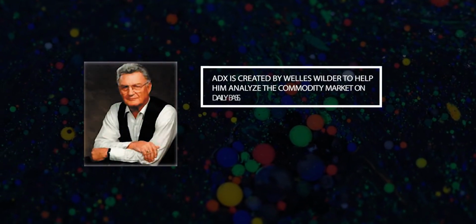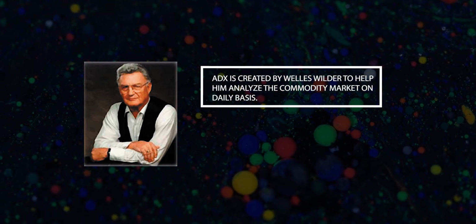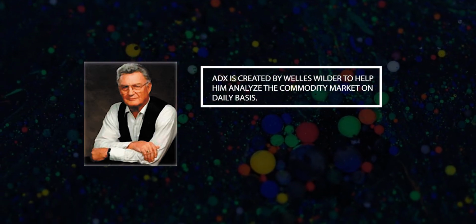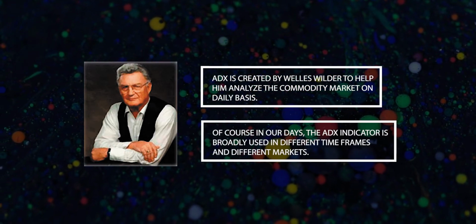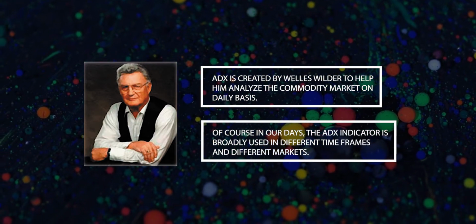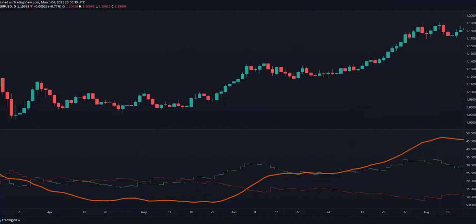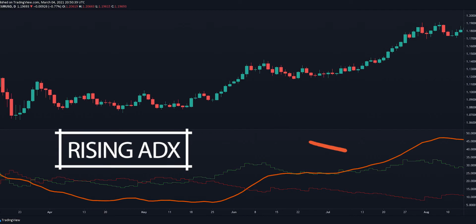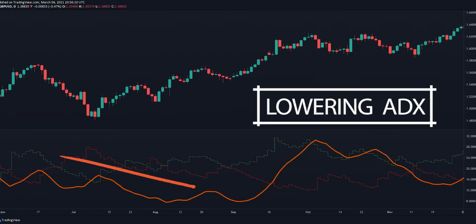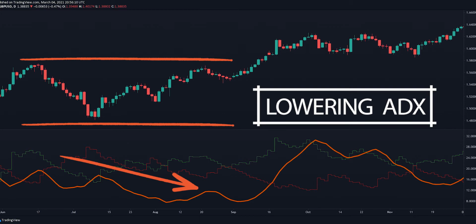ADX is created by Welles Wilder to help him analyze the commodity market on daily basis. Of course, in our days, the ADX indicator is broadly used in different timeframes and different markets. You have to look for a few stages of this indicator. Rising ADX shows that the market has clearly formed a trend and you can use the indicator to follow the trend. Lowering ADX shows that the previous formed trend is weakening or there is no trend at all.